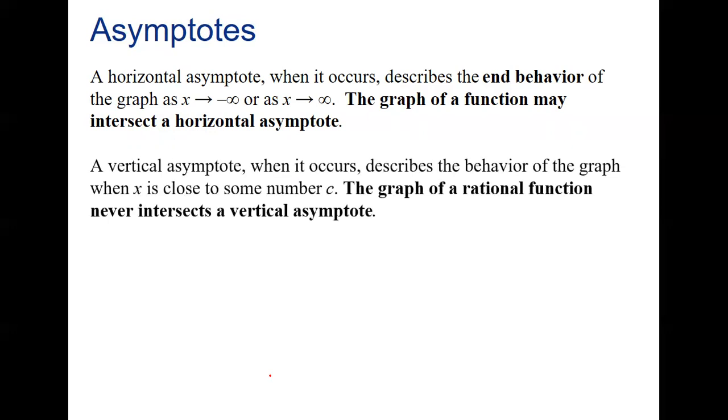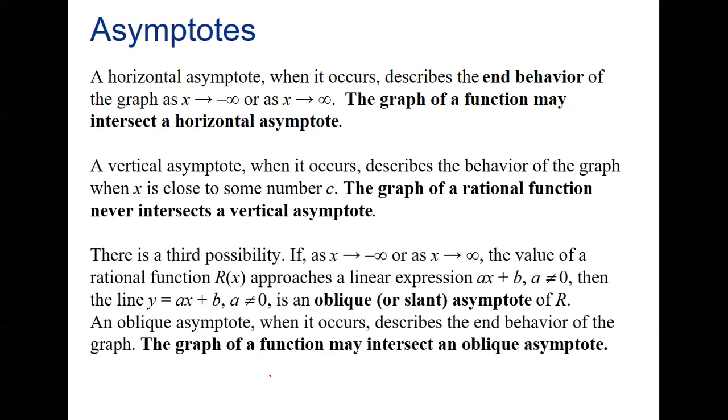A vertical asymptote, when it occurs, describes the behavior of the graph when x is close to a number, which is why we call it a C. Okay. Horizontal is a limit. C is a number, a constant. And the graph of the rational function never intersects. It will never cross a vertical asymptote.